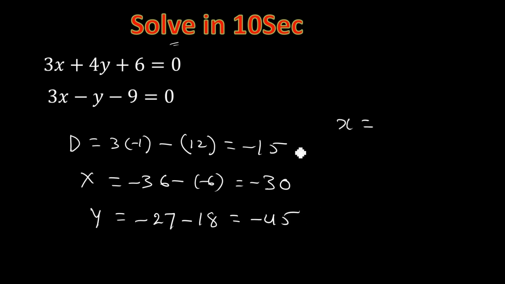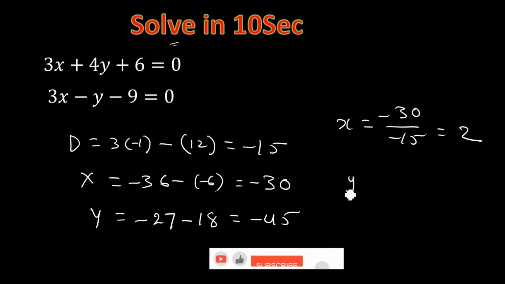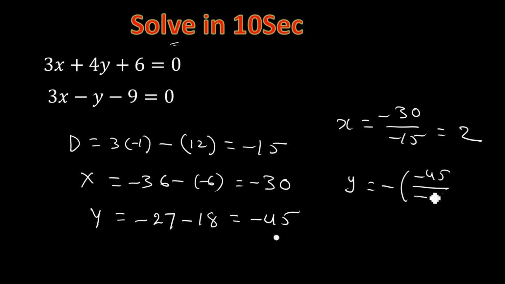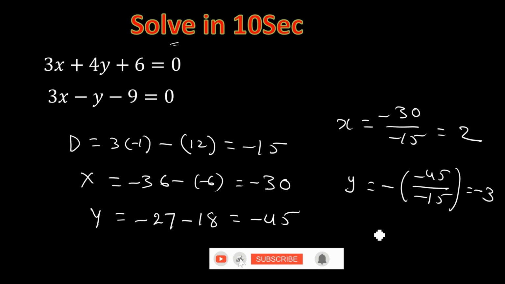So x is x by d, that is minus 30 by minus 15, that is 2. Similarly, y we need to find, that is minus y by d. So minus y is minus 45 by minus 15, that is minus 3. So x is equal to 2 and y is equal to minus 3. Now we will prove this one in 3 minutes.